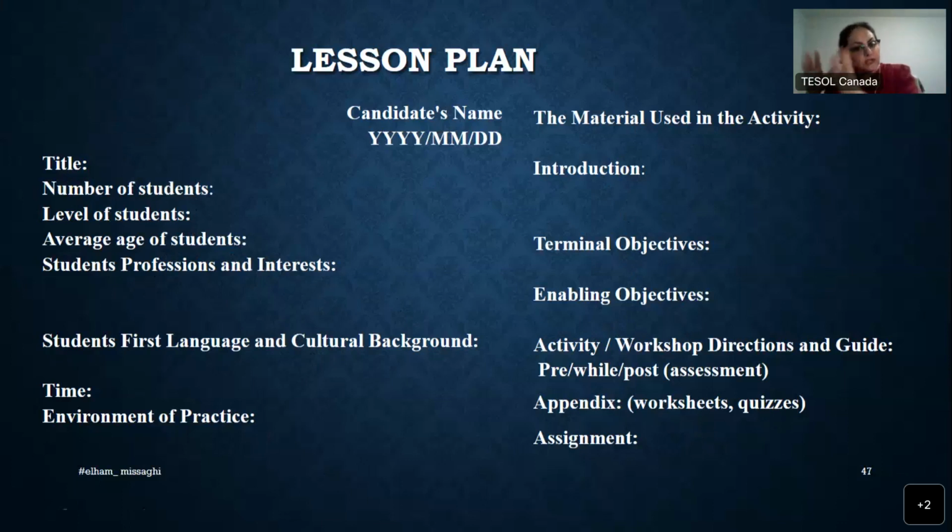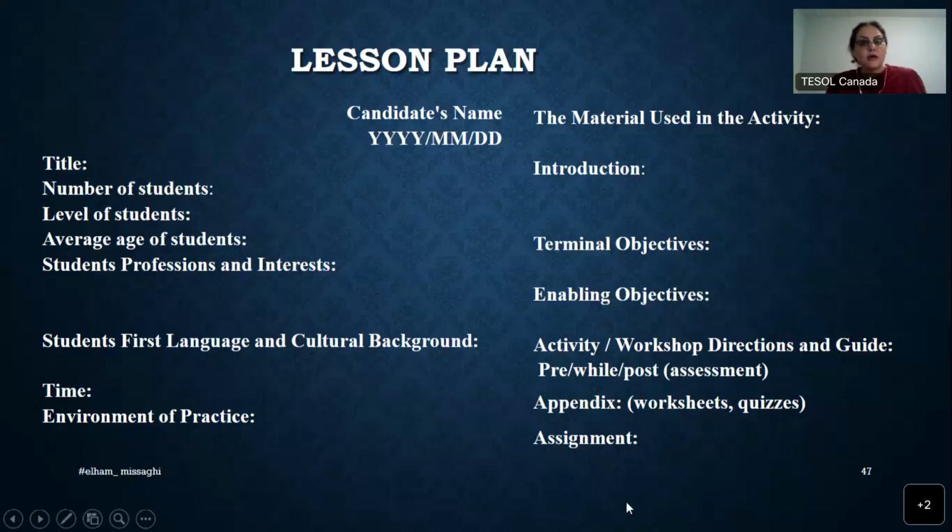And what are the lists of the new words? What structure do you practice? How do you work on pronunciation and intonation? How do you work on functions? So you mention all of them. Then you get to process. Okay, so pre, while, post for each skill. And assignment.